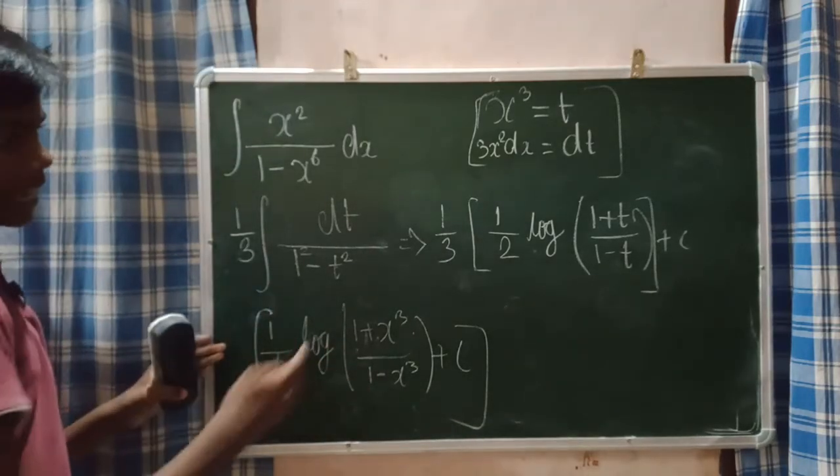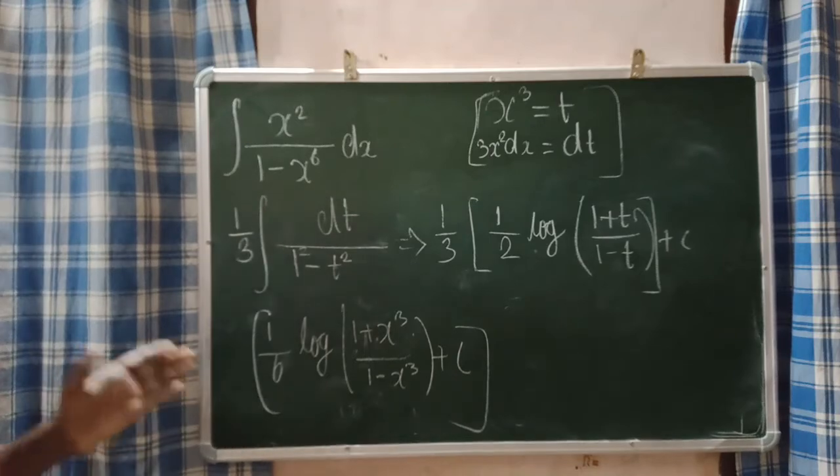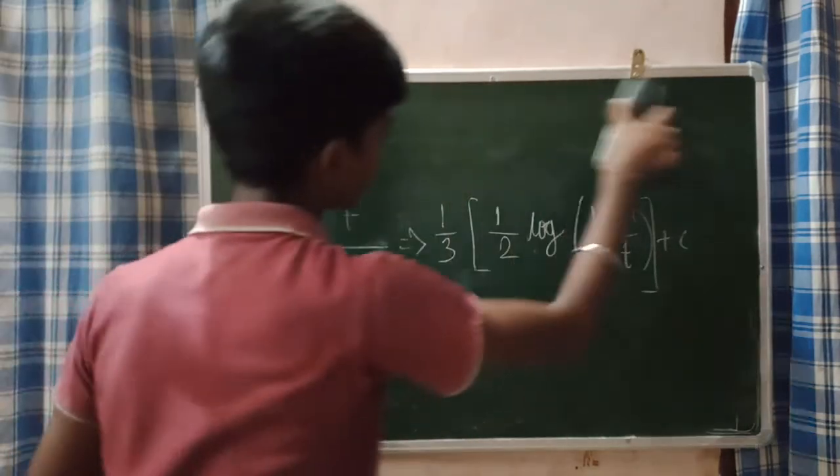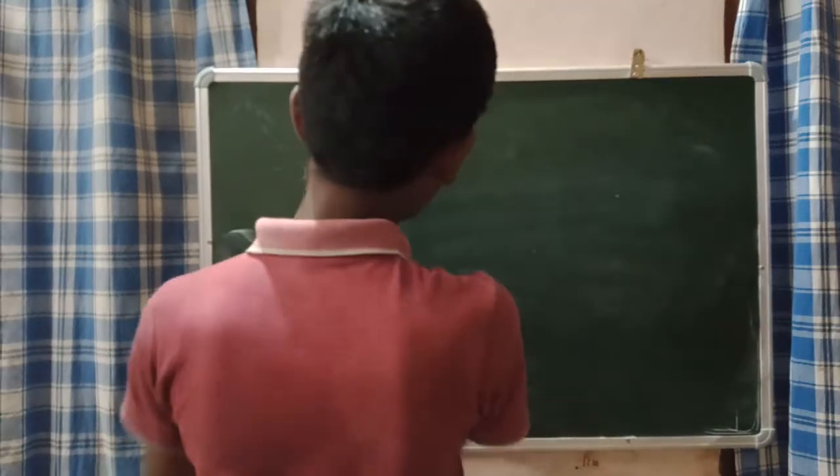Okay. This is the answer for the question: 1 by 6 into log of 1 plus x cube divided by 1 minus x cube plus some constant. Now let us move on to your 7th one.